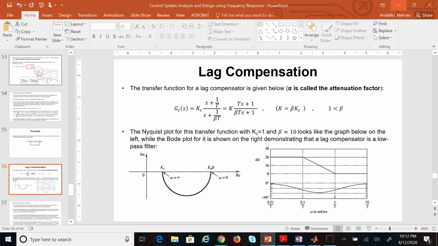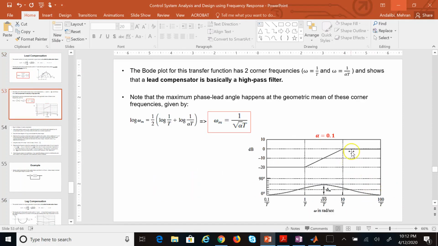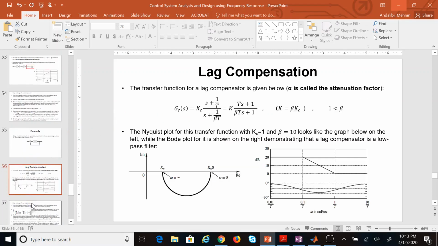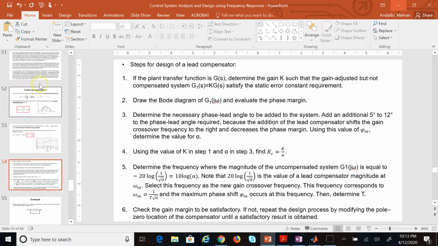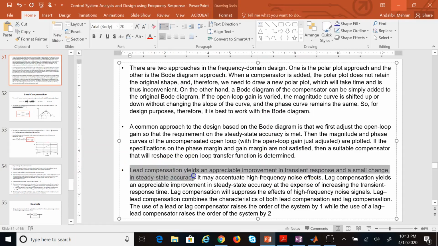Last time we saw how to design a lead compensator, and that lead compensator is basically a high pass filter, and this was the transfer function for it, and we learned how to determine the constant K or Kc, alpha, and T based on the requirement of the system. And we also learned, if you remember, that lead compensator has the property that it improves transient response, but does not do much about steady state.